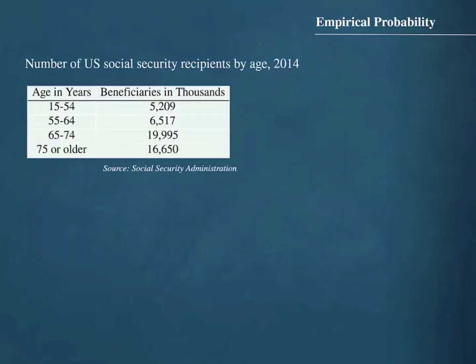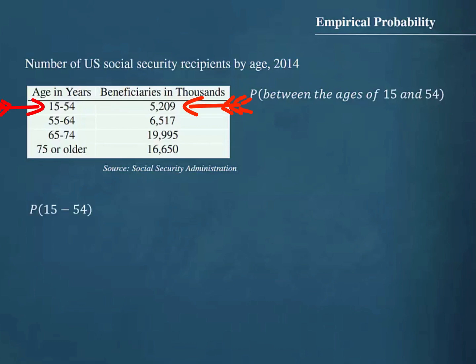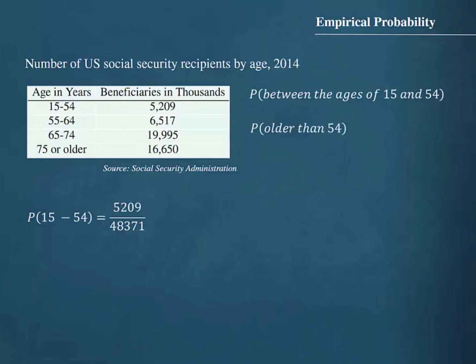This table gives us the number of U.S. Social Security recipients by age for the year of 2014. The number of beneficiaries is given in thousands. The probability that a randomly selected U.S. Social Security recipient would be between the ages of 15 and 54 would be expressed in probability notation as the probability that a randomly selected individual would be between 15 and 54. From the table, we see that this probability would be 5,209 divided by 48,371.